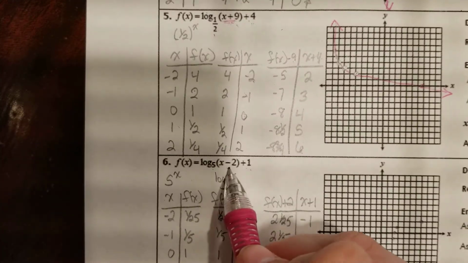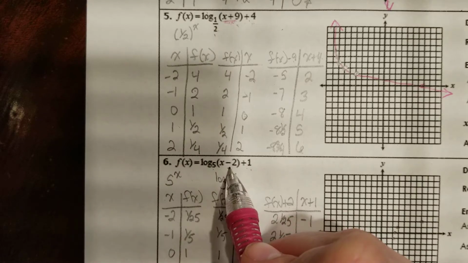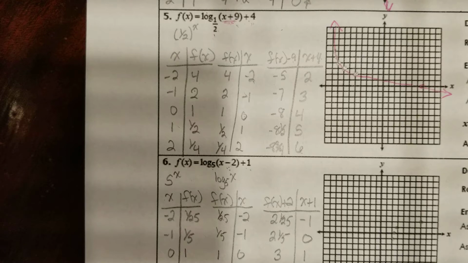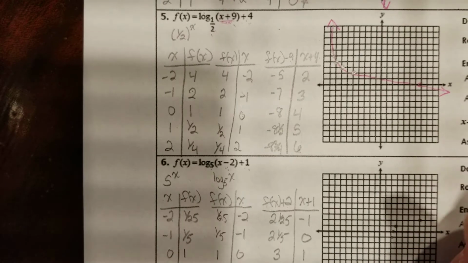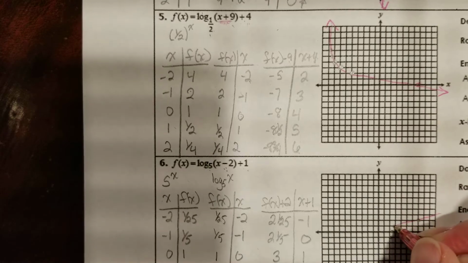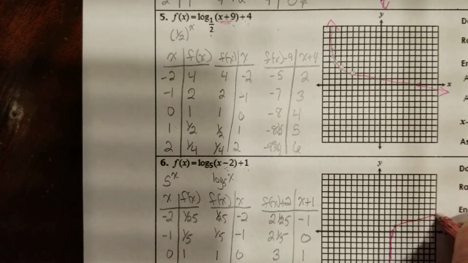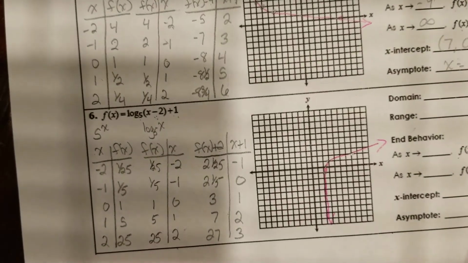All right. So we have x equals x minus 2 here. So it means our asymptote is x equals positive 2. So when you're graphing, keep in mind you're not going to cross 2. So it looks something like this. Alright, so it should look like that.